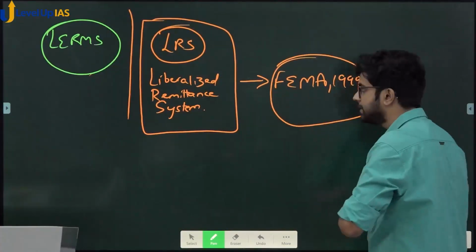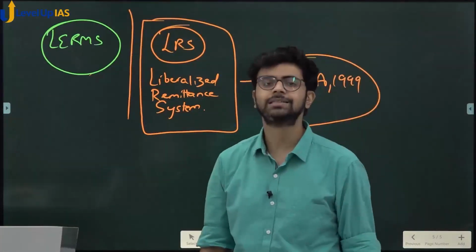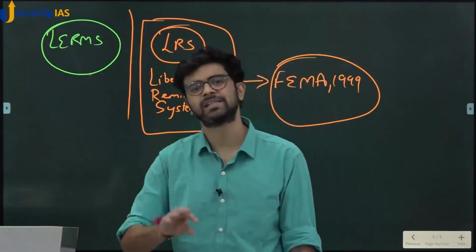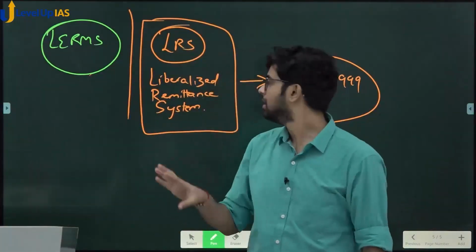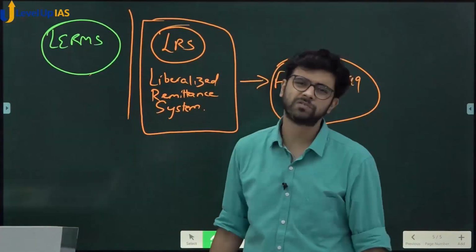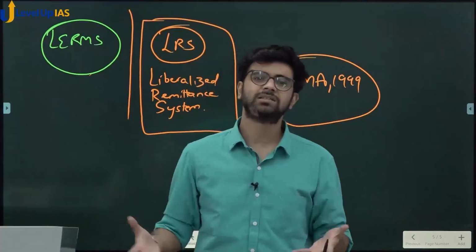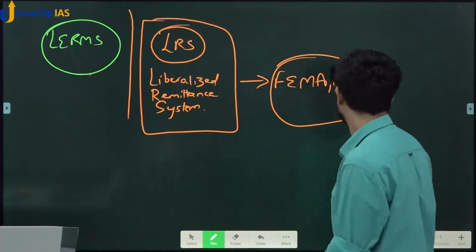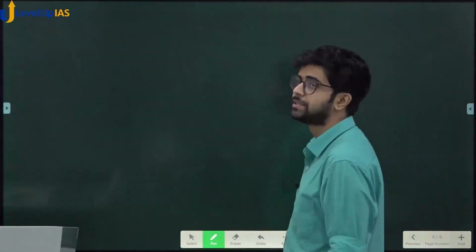I hope you are getting this. I hope you are able to understand this. These are keywords which have to be explained in isolation because these are specific topics. LERMS, LRS. These are all small topics which do not have any larger relevance or big analytical importance. But we have to know these terms. Right? Next.